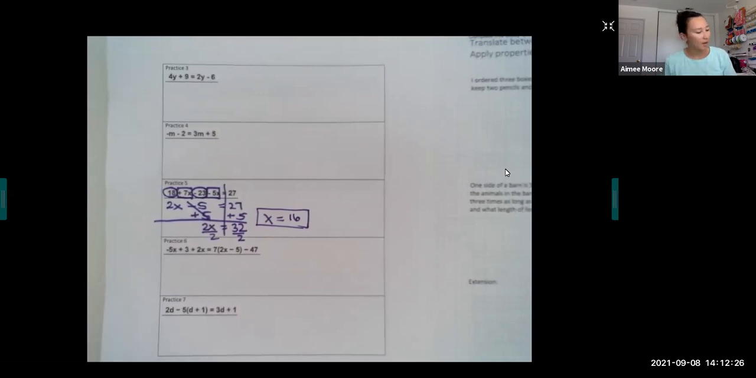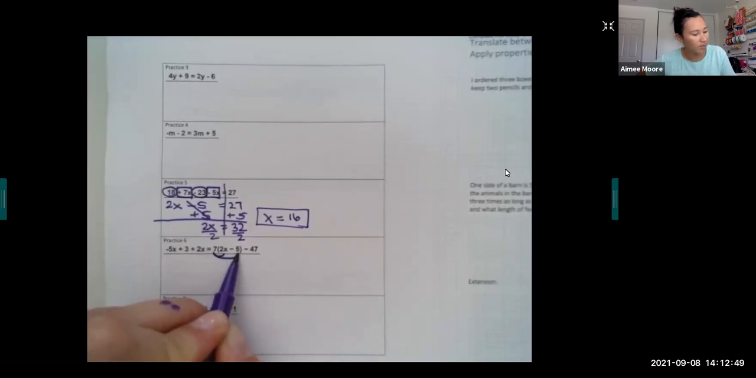All right. Number 6, we have negative 5x plus 3 plus 2x equals 7 times the quantity 2x minus 5, minus 47. You're going to see a little bit more complex problems like this in this class. So you want to follow your order of operations. We need to do parentheses first. So first we need to distribute this 7 to everything in the parentheses.